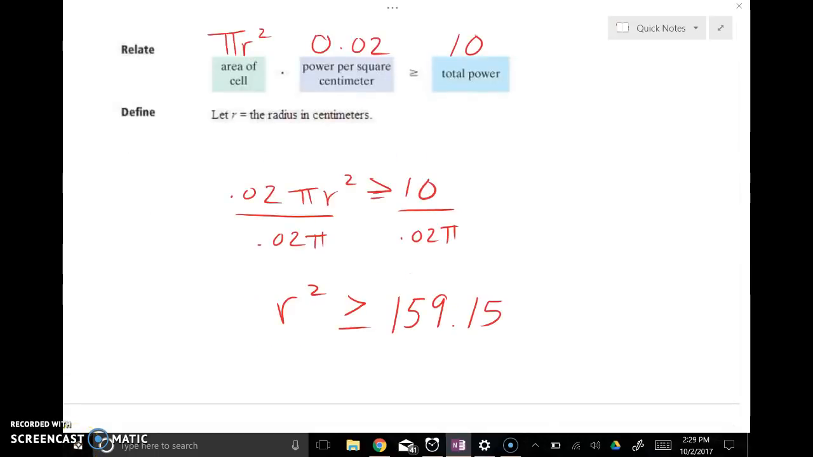I typed in my calculator 10 divided by 0.02 pi, and I even put parentheses around that just to make sure it didn't mess it up on me. I got 159.15. So now I've got to get rid of this squared. So how do I get rid of squared? I would take the square root or raise it to the 1/2 power. So I'm going to raise both sides of this inequality to the 1/2 power.